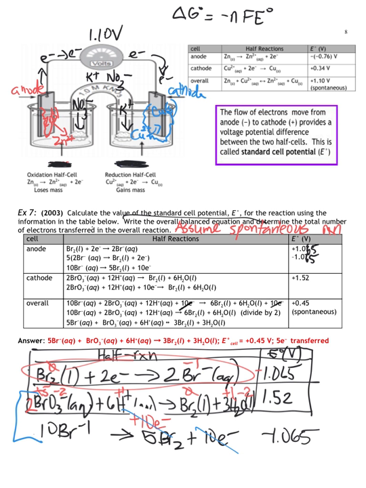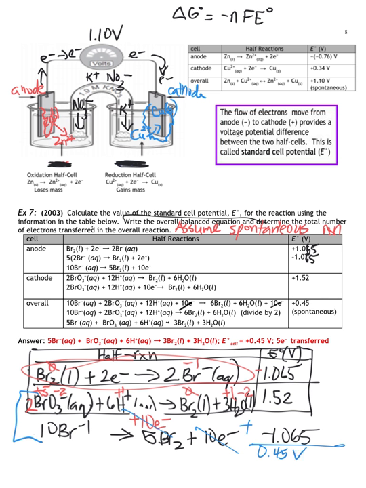Now, adding these two reactions together, you'll see that the electrons are going to cancel themselves out as they should, and you're left with the net being this right here when you add those two half reactions. And adding the two voltage values, you should get the final voltage value, that is 0.45 volts in the end.